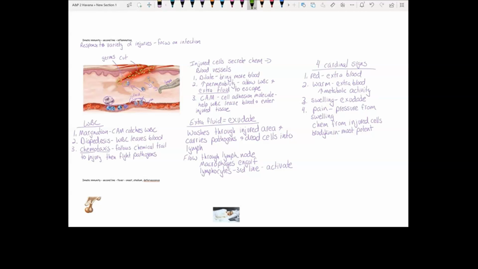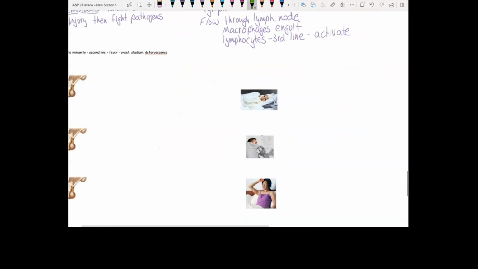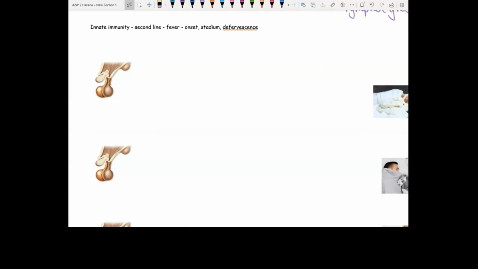Now we can go on and look at the last part of the second line, which is fever. Remember this picture? Hopefully it's familiar. This is your hypothalamus. And if you remember from chapter 13, your hypothalamus is what controls your body temperature. So when you have a fever, it's your hypothalamus that is doing this. We're going to go through 3 different steps here. So you can see fever has onset, stadium, defervescence.